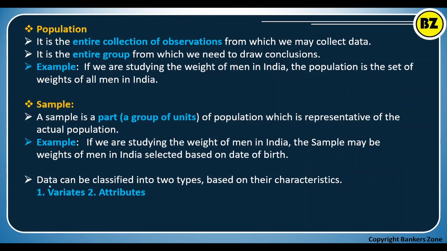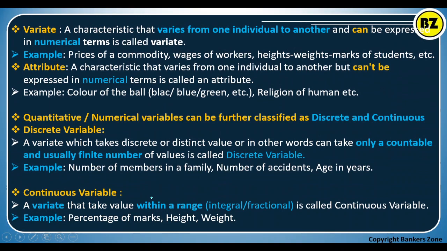Now see, the data can be classified into two types based on their characteristics. For example, it may be a variate or it may be an attribute. So we will see here the classification of data. What do you mean by variate? A characteristic that varies from one individual to another and can be expressed in numerical terms is called a variate.